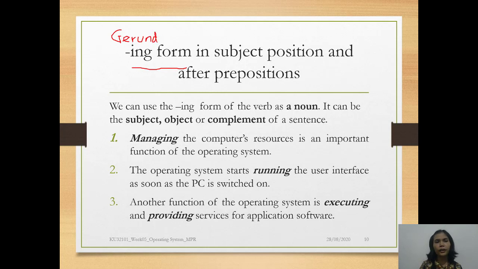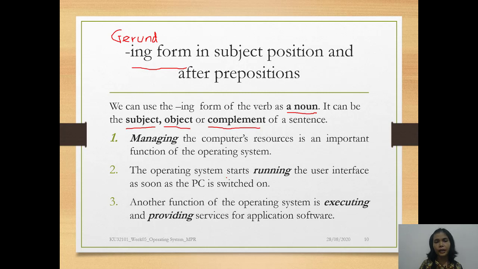Okay, so for the ing form, there are actually quite plenty of functions. Over here, the ing form itself functions as a noun. Okay, and the position of the ing form can be as a subject or an object, or also a complement of a sentence. So we will see one by one the function of the ing form in the subject, in the object, and in the complement.